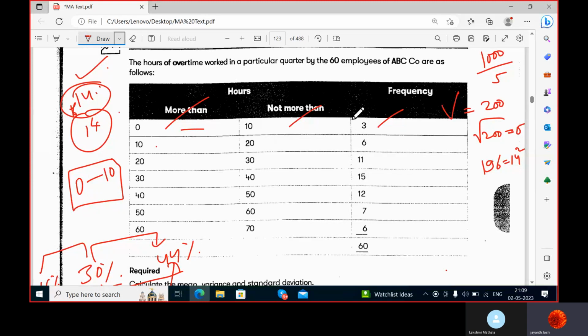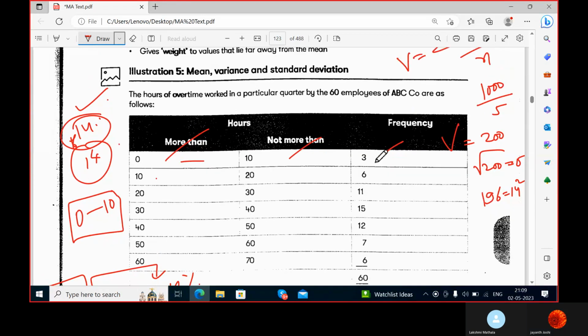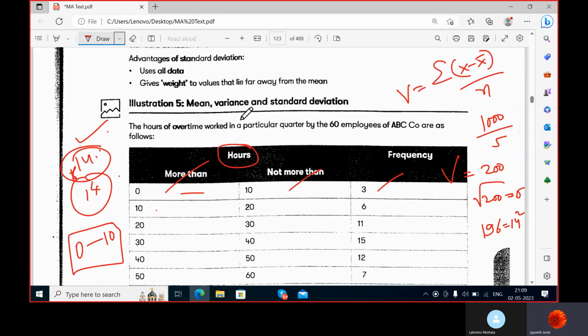That means the data here, frequency means what? Let's say they have given you number of hours. So what is the question? Let's say, in a particular quarter, overtime worked more than 0 hours and less than 10 hours. How many employees are there in that, Hamsika?